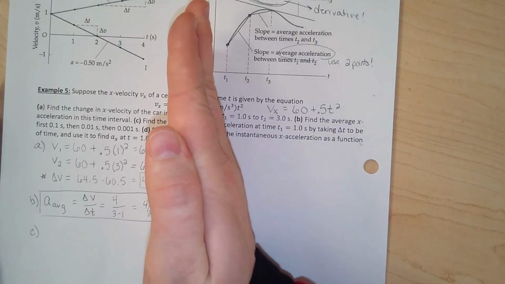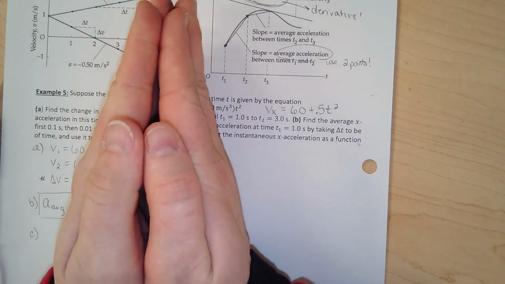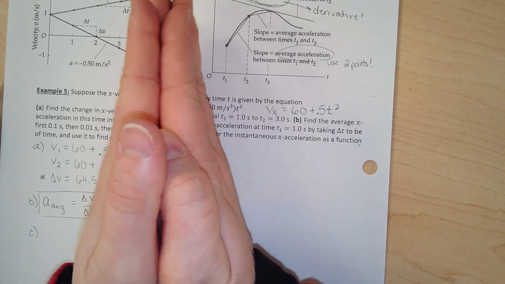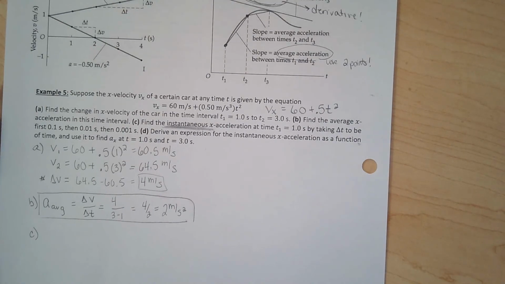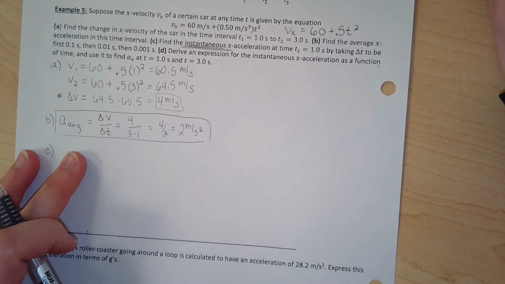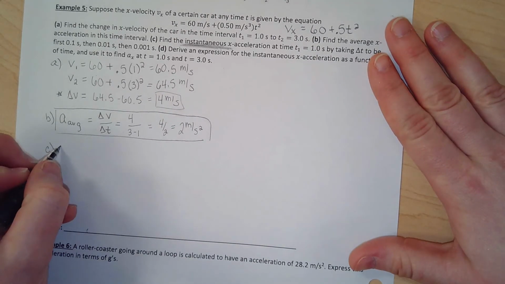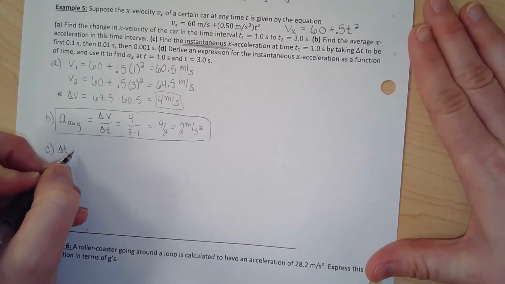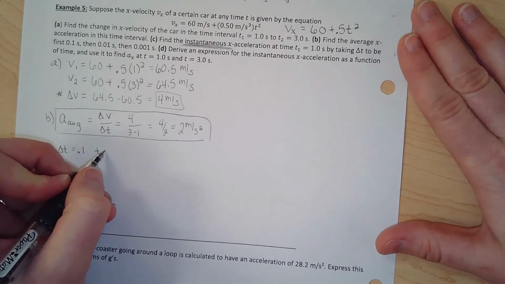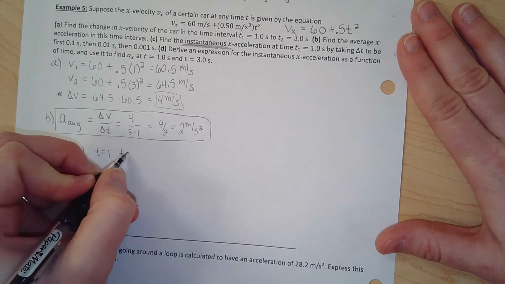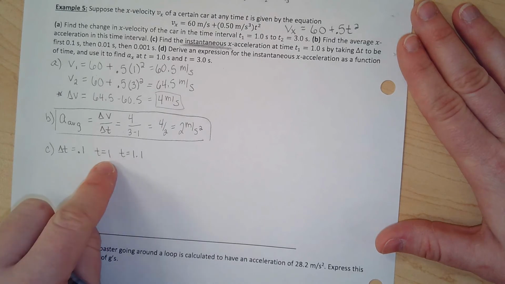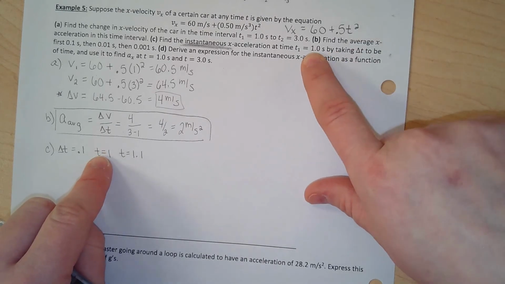Like 1 second happens here at my hand, right? So 0.1 seconds is like this much, and then they're going to say, okay, get smaller and smaller and smaller, and see what's happening to the acceleration and what numerical value the acceleration is coming to. So let's start by making delta t 0.1. So we're going to look at the difference between t equaling 1 and t equaling 1.1, okay? Because they want delta t to be a difference of 0.1, and they're asking us about 1 second up here.